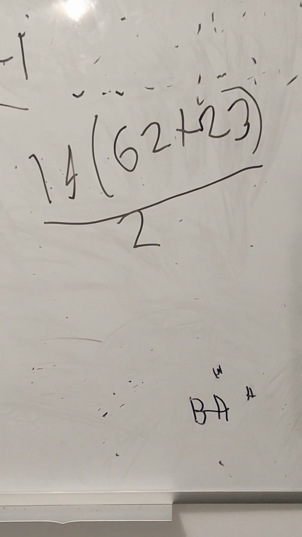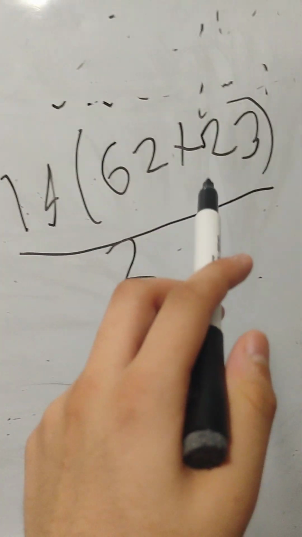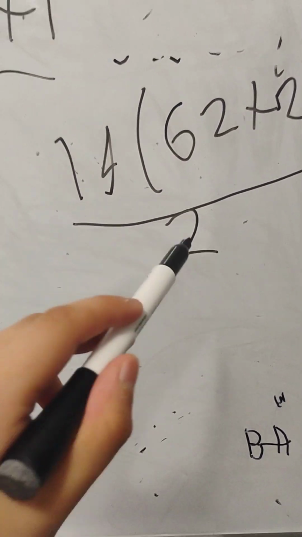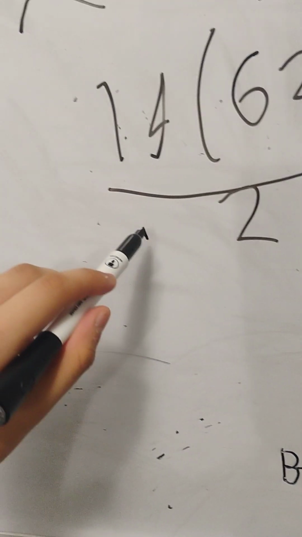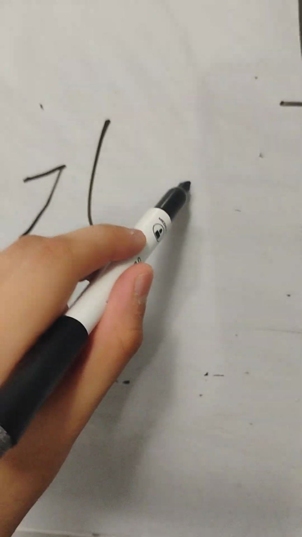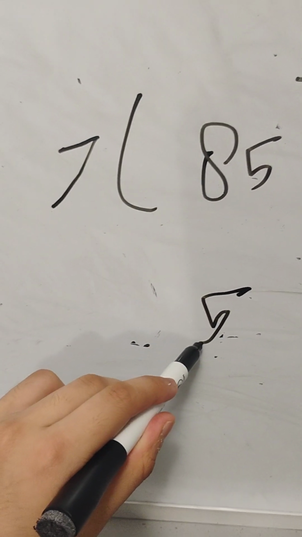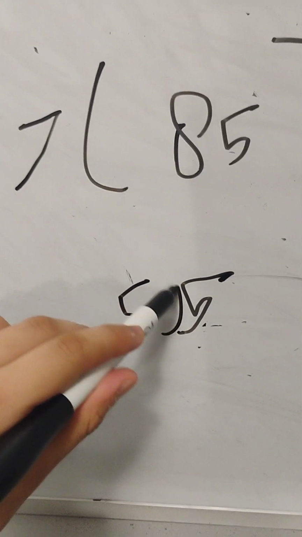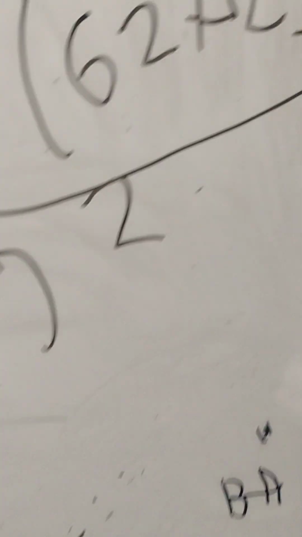Now we can do it in a more simple way. We don't really have to do 14 times the sum and then divide by 2. We can just do this: 14 divided by 2 is 7, right? And 62 plus 23 is 85. So it'll be 85 times 7, which is 595. And you can still do it in this way too.